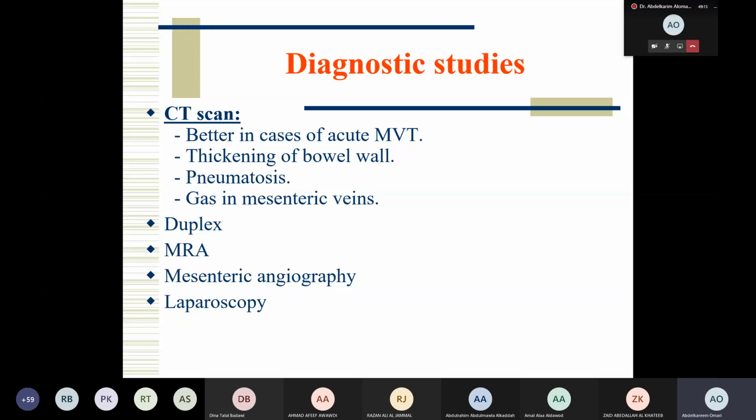Diagnostic studies: CT scan is better in cases of acute mesenteric venous thrombosis. Diagnostic CT scan. What do we see in the CT scan? We see thickening of the bowel wall. Thickening of the bowel wall.